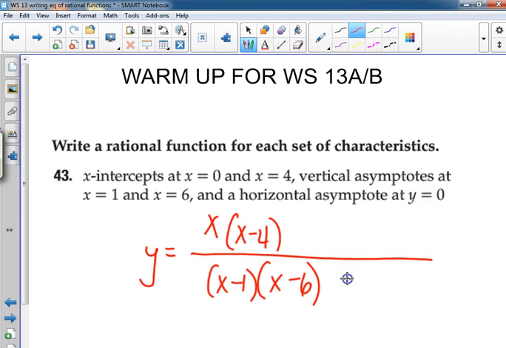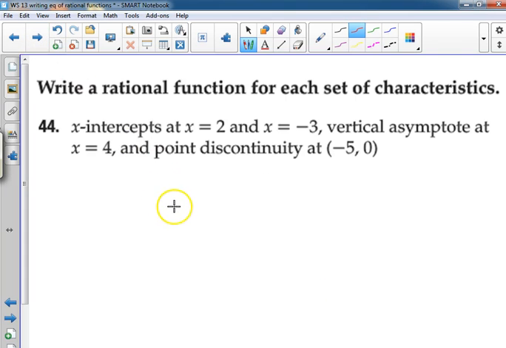It's got to be what heavy? Bottom heavy. So I need something in the denominator, right? Could I just throw something down there? Okay. Now it's bottom heavy. Yes, actually you could do this. Okay. All right. X-intercepts at 2 and negative 3, where do those go?